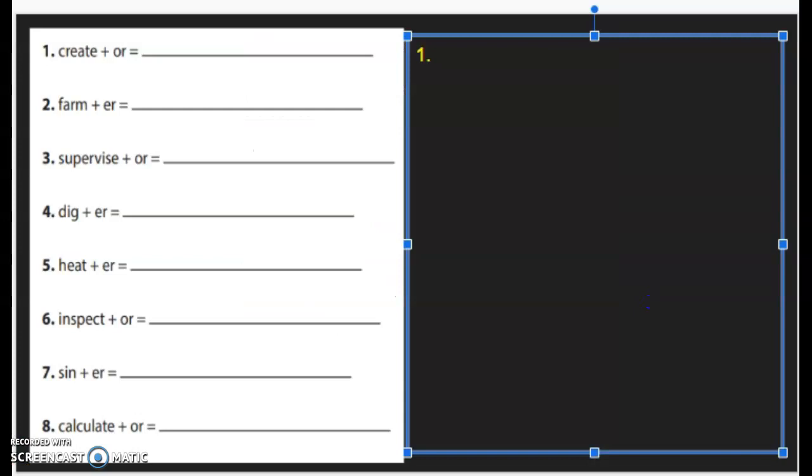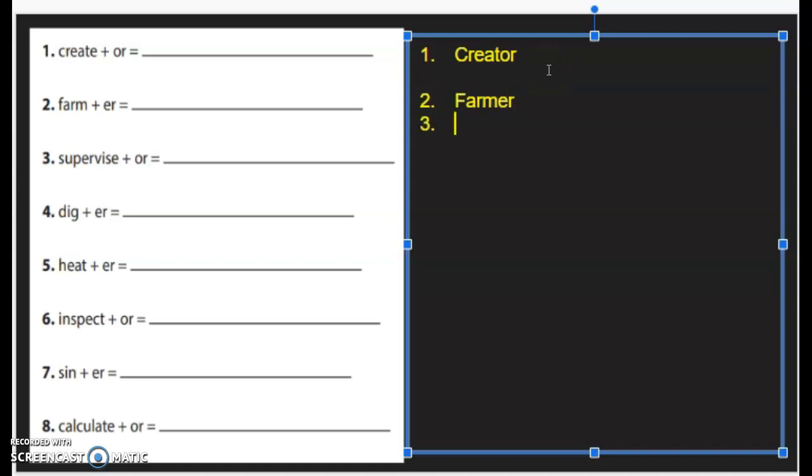So let's try some of these together. The first one we have is create plus OR. When I type what that equals, we have, well, that looks like meteor, creatior. I don't think that's how you do it. Thinking back to what they told us on the anchor chart, we have to drop the E to make it creator, one who creates.